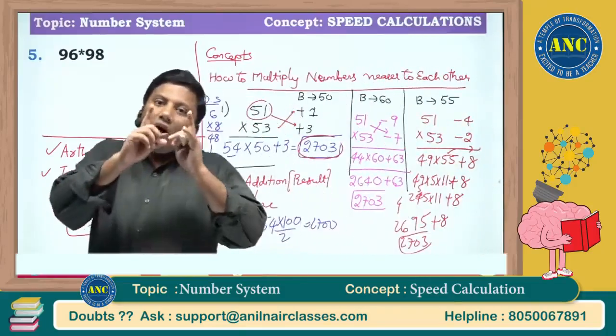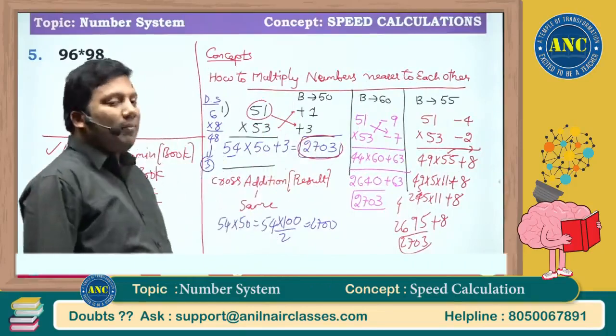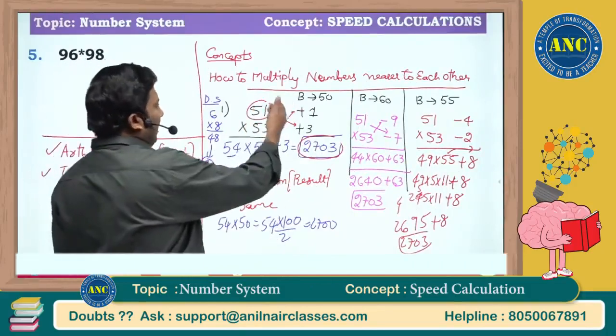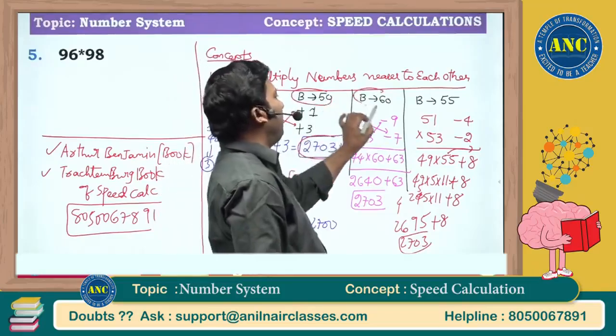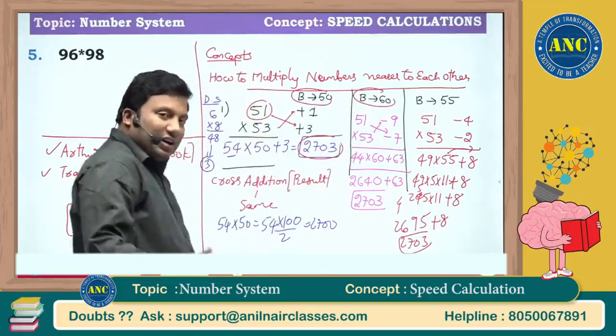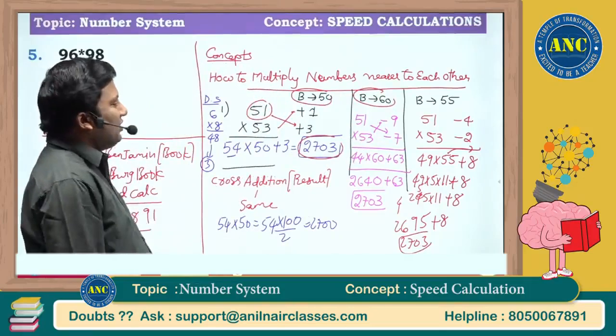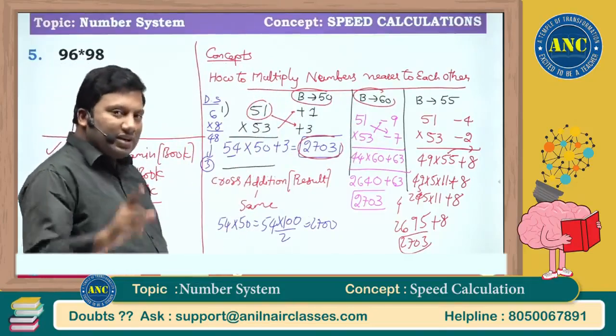That is the reason always take the number which is a multiple of 10. Multiple of 10. 51, 53. I took either a multiple of 50 or a multiple of 10 just greater than 50, that is 60. In all the cases you will get the answer.